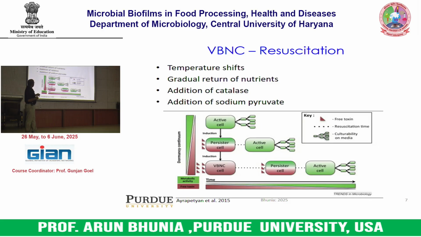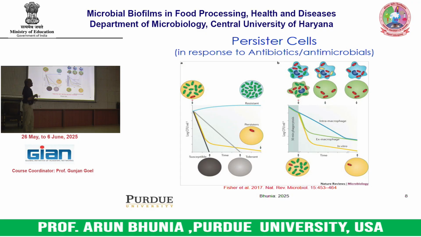So if you have a VBNC state, VBNC is also part of the persister community, right? And so now you can make them persister cells and then become active, and then they start to grow or multiply. So for all of these factors, you have to understand how to bring them back to normal conditions, so then you can grow them. Okay. So persister cells, you can easily study.